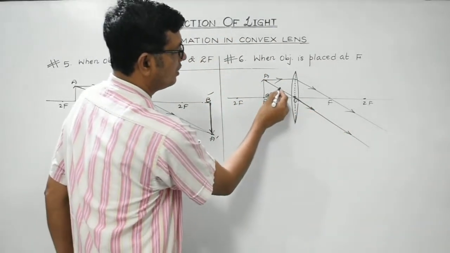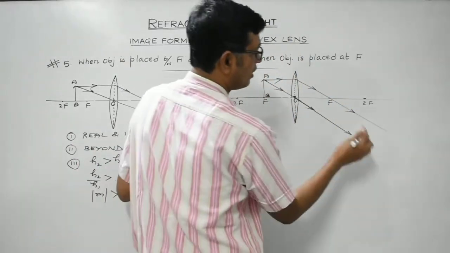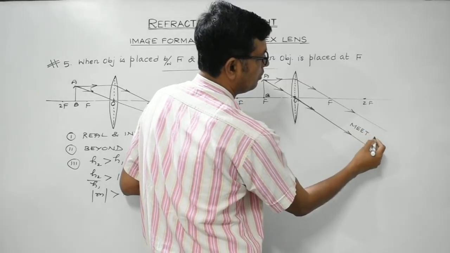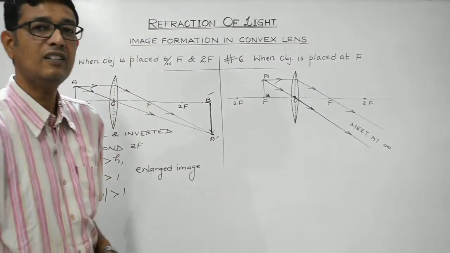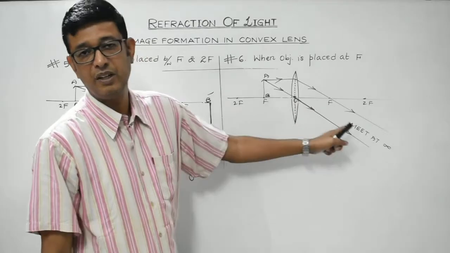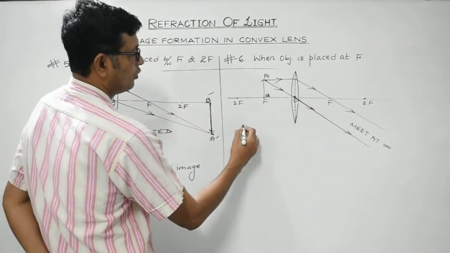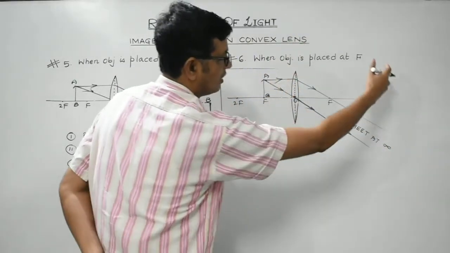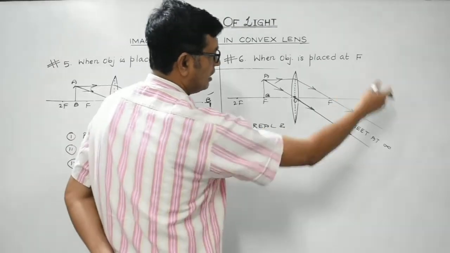So, you can notice a set of parallel beams will be obtained. These are the parallel rays. Parallel rays never meet, so they will meet at infinity. What I mean to say is that this is the position of the object when the image is formed at infinity. So, what's the nature of the image? It must be formed on the other side and be a highly enlarged image. So, it is real and inverted.